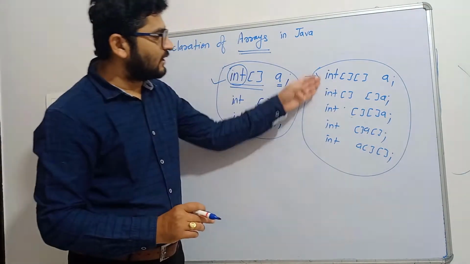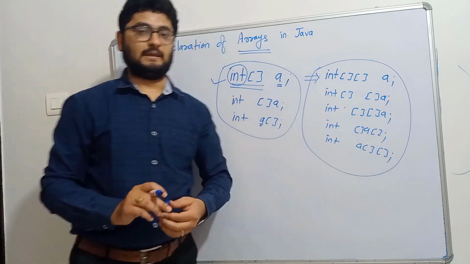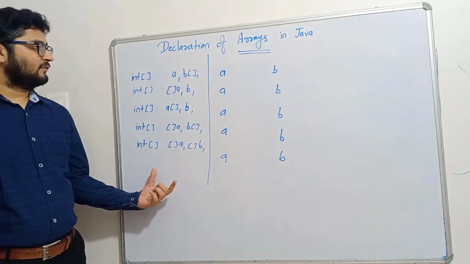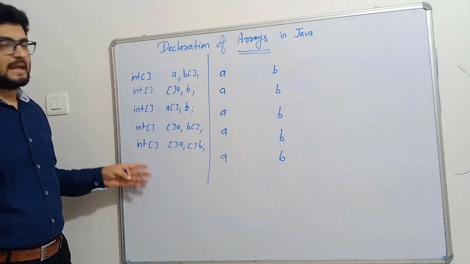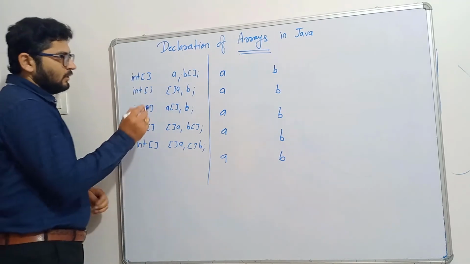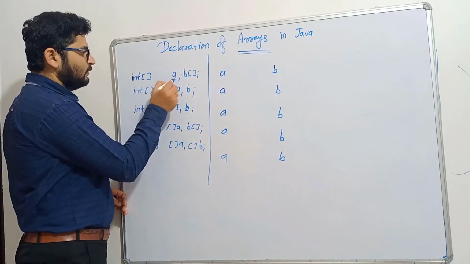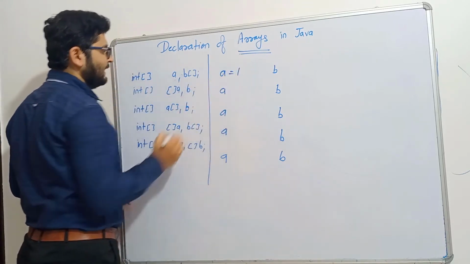So in this way there are 5 ways of declaring A, which is nothing but a two-dimensional array. Okay, now I have written some examples over here, and you have to find out what is the dimension of A and B in each of these examples. Okay, now what would be the dimension of A over here? So it will be one dimension. Okay, so dimension of A is 1.